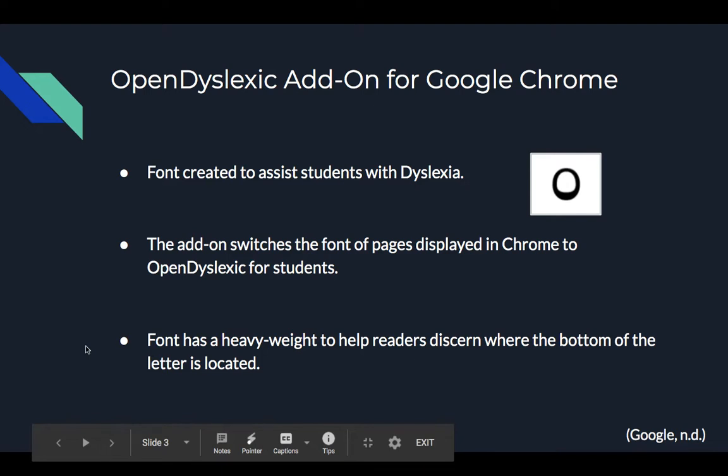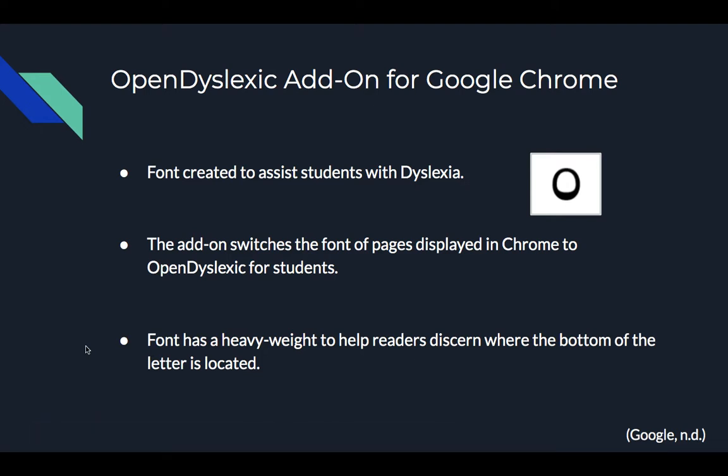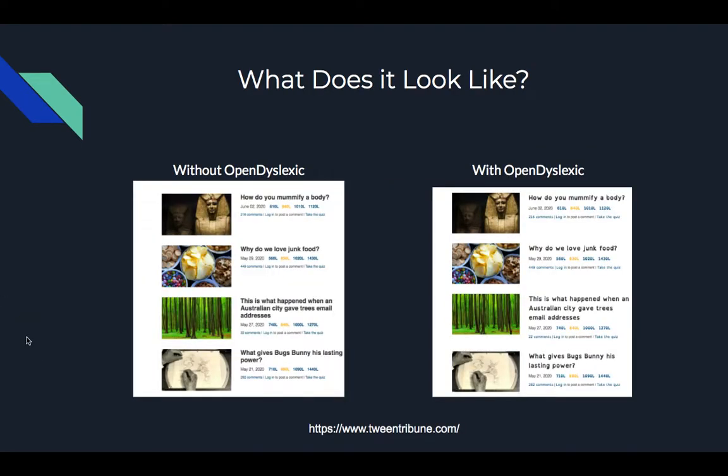One is the Open Dyslexic font. Open Dyslexic itself is a font that was created to assist students with dyslexia. They have created an add-on for Google Chrome that is free, and the add-on switches the font of pages displayed in Chrome to Open Dyslexic for students. The font has a heavy weight at the bottom of the letter to help readers discern where the bottom of the letter is located.